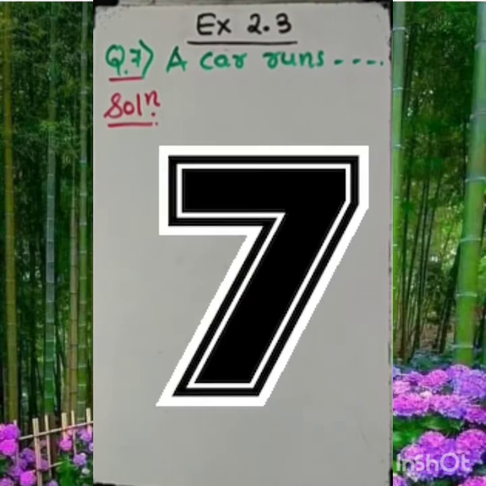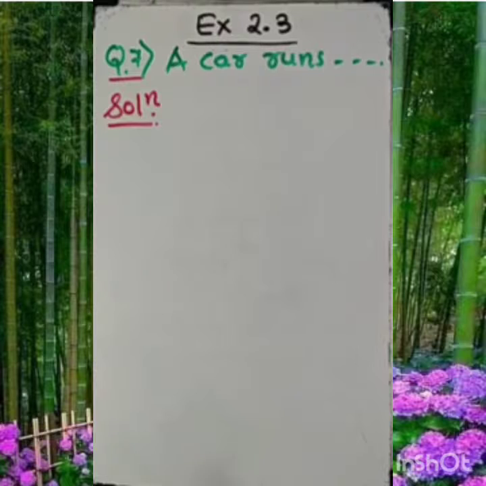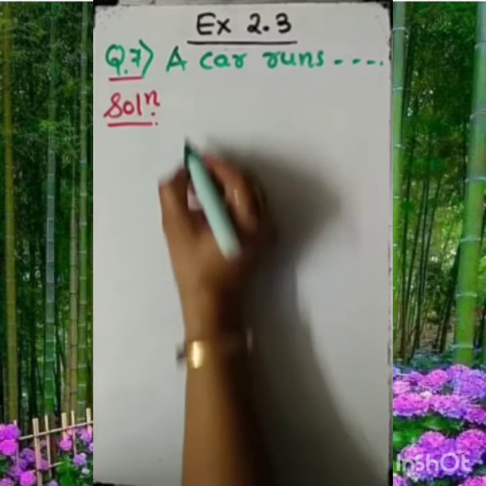Dear student, question number 7. We are given: a car runs 16 km using 1 liter of petrol. How much distance will it cover using 2 3/4 liters of petrol? Let's note down what we are given in the question in a statement form. Distance covered by a car equals 16 km.